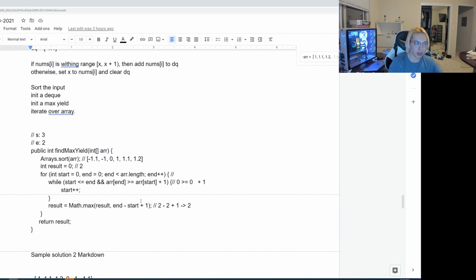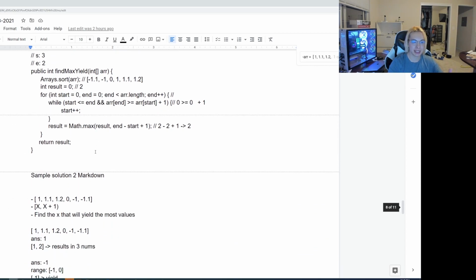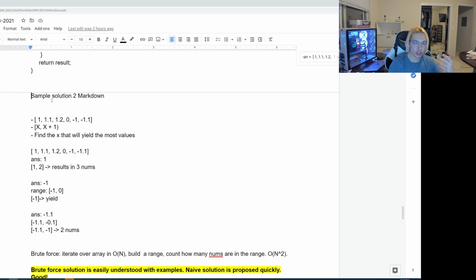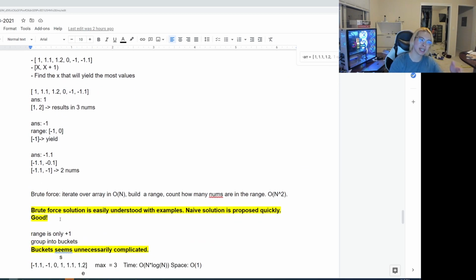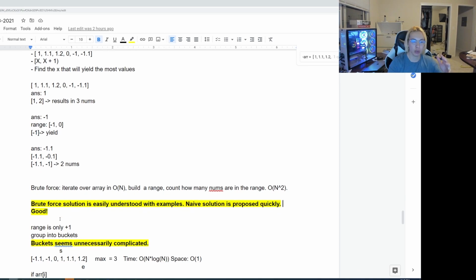So let's mark this down at every single place that I mentioned. Let's look at the markdown here, where I've highlighted these lessons in yellow. It's important to mark down what you did well and what you didn't. In this case, I said that the brute force solution was easily understood with examples and that the naive solution was proposed very quickly. This is a very good sign that you were able to start the problem-solving process very quickly. So I would say everything up to this point is golden and should be positive reinforcement.